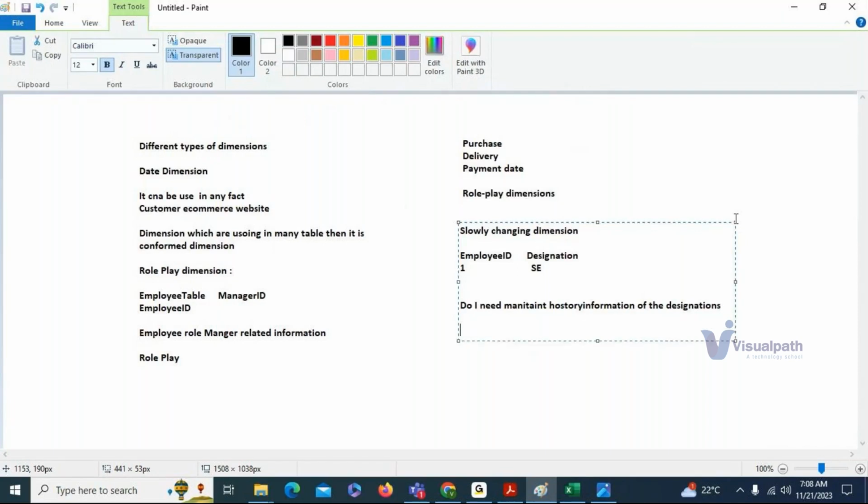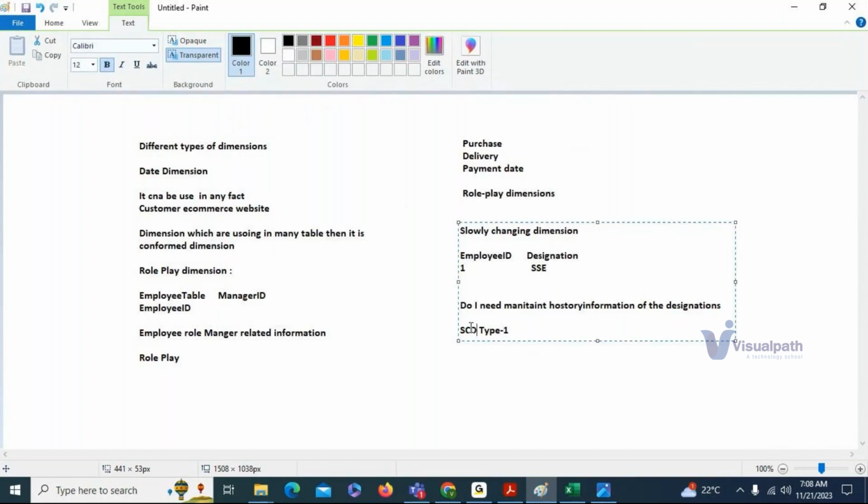If you want to maintain it, then it becomes slowly changing, and it is called a different type. If you don't want to maintain it, it's a different type. If you don't want to maintain any history, I just want to update software engineer to senior software engineer. I don't have a history. If anytime I want to see when he was a software engineer, from which date to which date, I don't have it. This is called a slowly changing dimension type one.